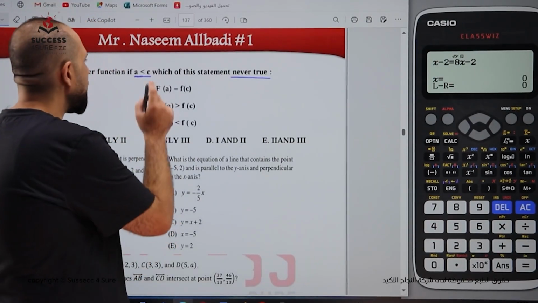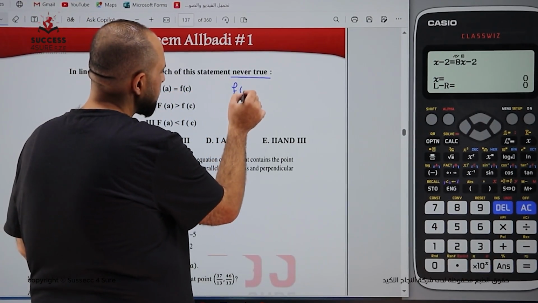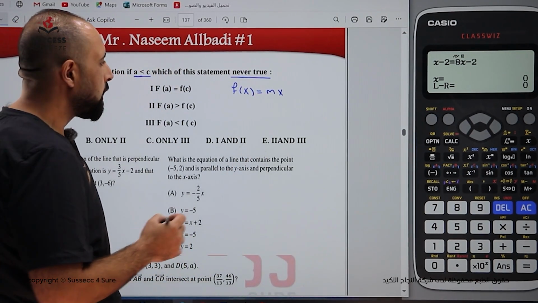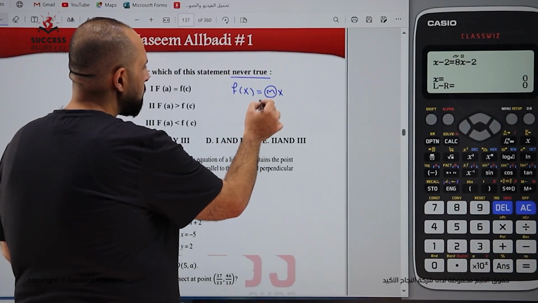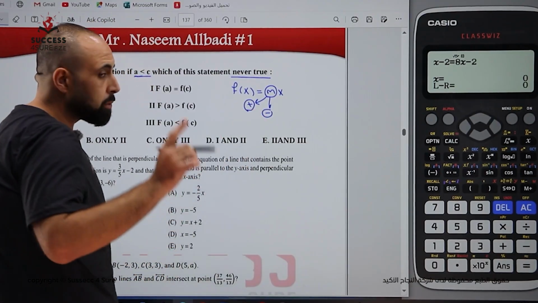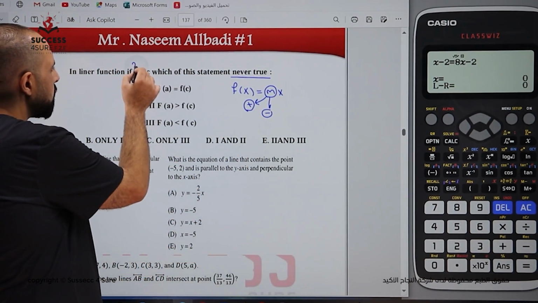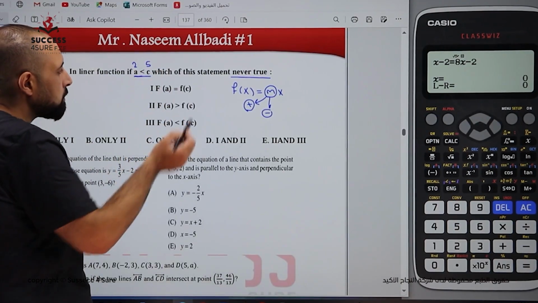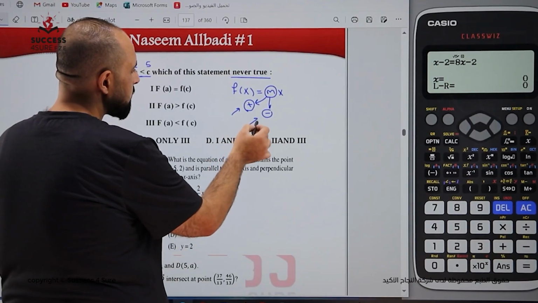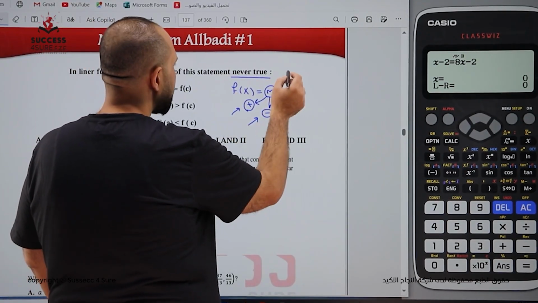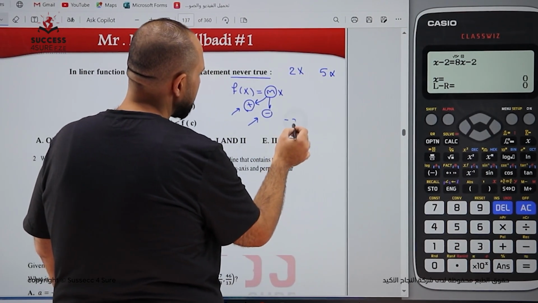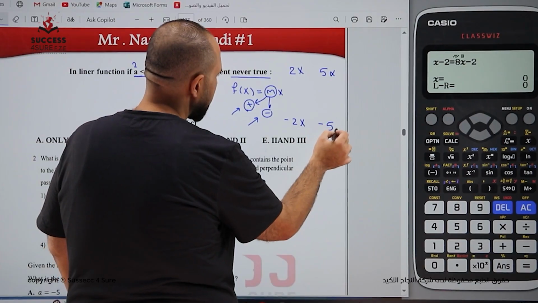For the first one, if we have a linear function f of x equal to just some multiple of x, we don't need the y-intercept. The slope here may become positive or negative. Let's assume A is 2 and C is 5, or any two numbers. Let's do it when the slope is positive and when the slope is negative. Now here we have 2x and 5x, and negative 2x and negative 5x.